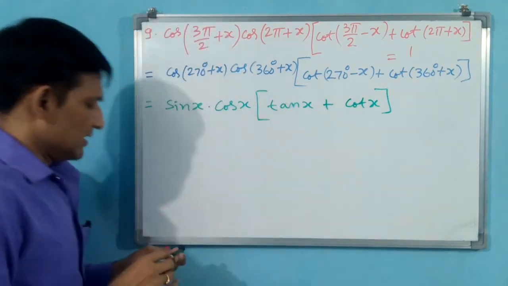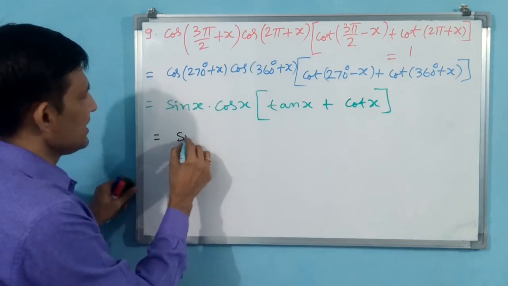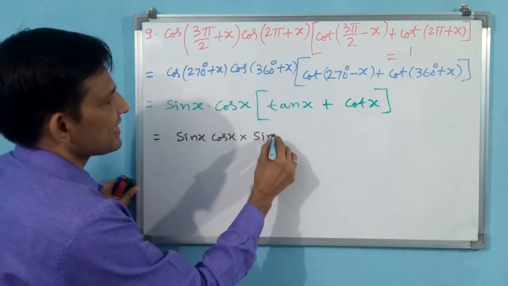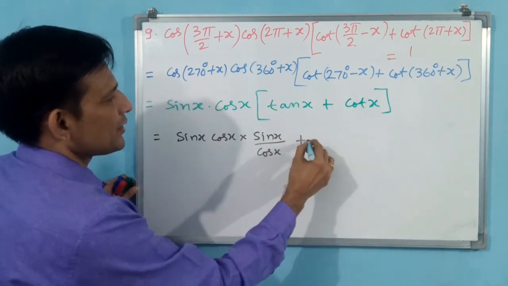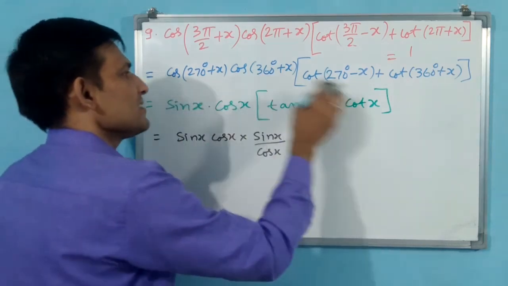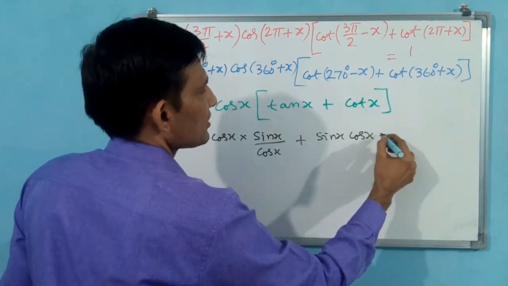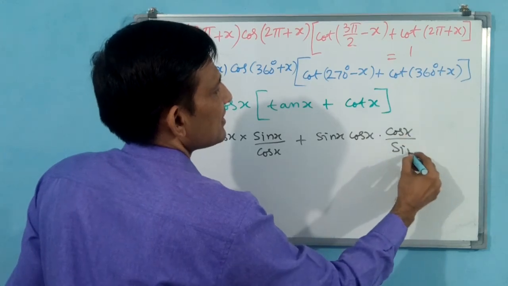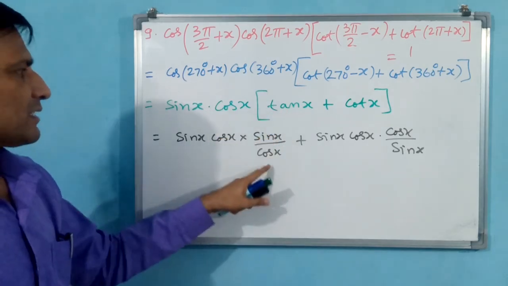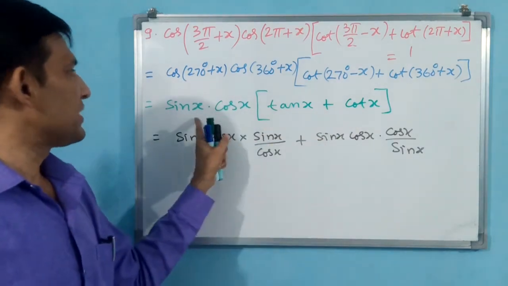Okay. Now you convert to this angle. That means sin x cos x into tan x. Tan x, shall I write it as sin x by cos x? I have written tan x as sin x by cos x. I have sent this inside. And again cot x, shall I write cos x by sin x? I have converted tan x as sin x by cos x plus cot x as cos x by sin x. With these both you have to multiply this.